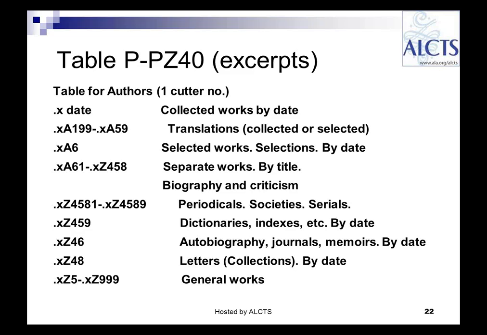In using P through PZ40, you'll be very familiar with the point A6, and obviously the cutter for separate works by title, and probably you'll use the general works biography and criticism quite a bit. So remember that. Remember the second cutter Z5 to Z999, because we'll be looking at that in depth.